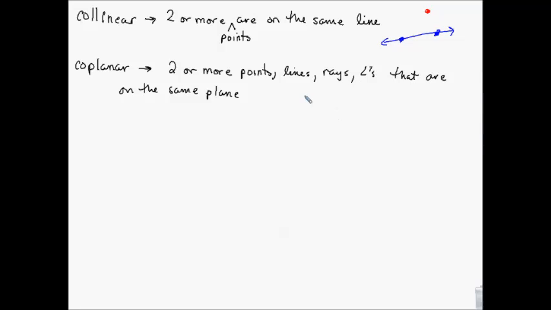And if we have a plane, it's a terrible plane. I cheated. Okay, like this line and this line would be coplanar because they're on the same plane together, but this line over here would not be because it's out in space somewhere.